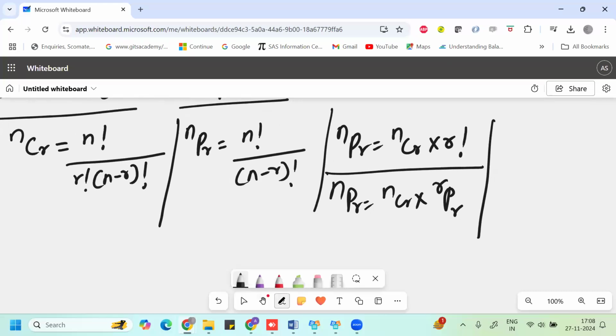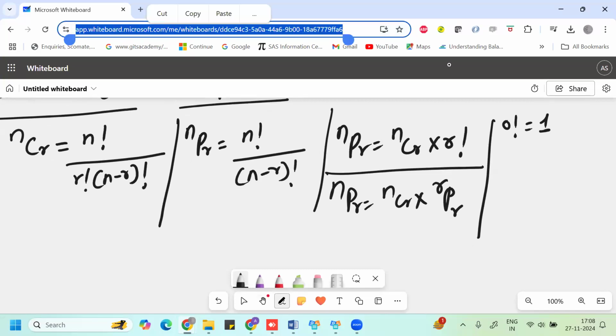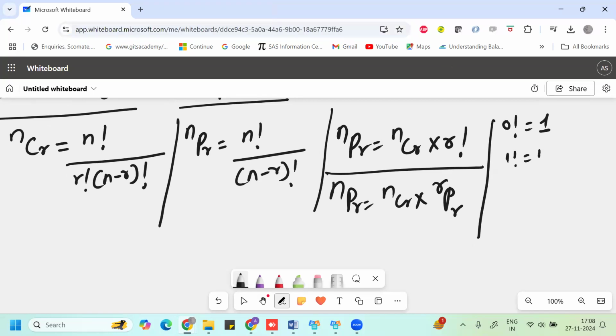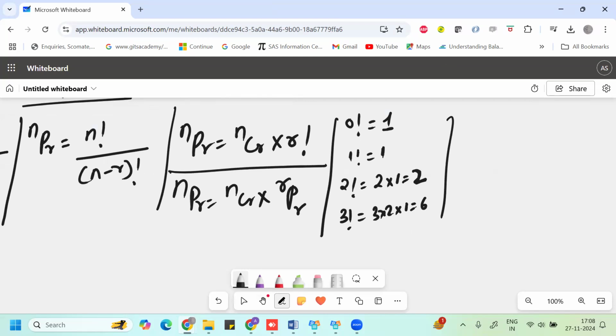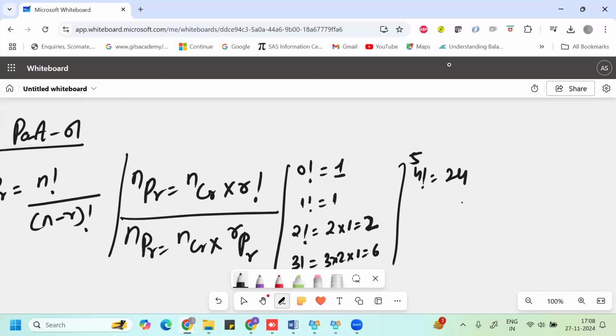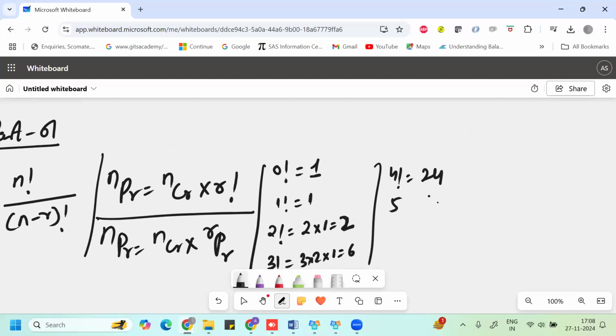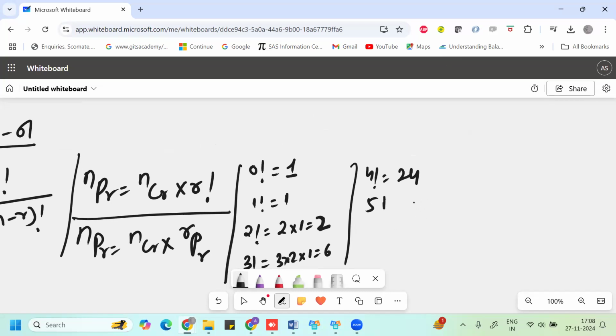So 0 factorial is 1. 1 factorial is 1. 2 factorial means 2 into 1, means 2. 3 factorial means 3 into 2 into 1, means 6. 4 factorial means 4 into 3 into 2 into 1, means 24. 5 factorial is 5 into 4 into 3 into 2 into 1, means 120. 6 factorial is 720.